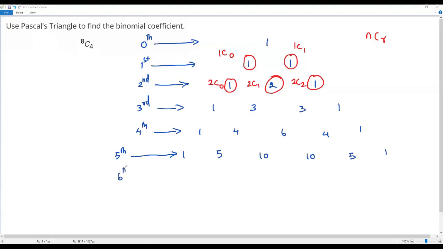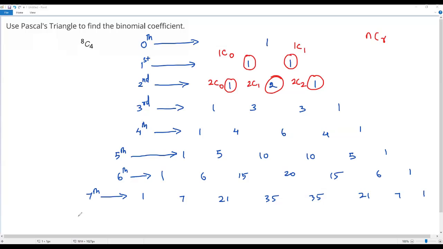Now let me write the 6th row. Always I have to write 1, then 1 plus 5 is 6, 5 plus 10 is 15, 10 plus 10 is 20, 10 plus 5 is 15, 5 plus 1 is 6, and we have 1. Now the 7th row. I write 1. 1 plus 6 is 7. 6 plus 15 is 21. When I add 15 and 20, I'm getting 35. So here 35. 15 plus 6 is 21. 6 plus 1 is 7. And I'm getting 1 over here.